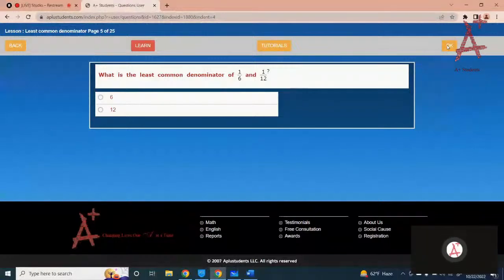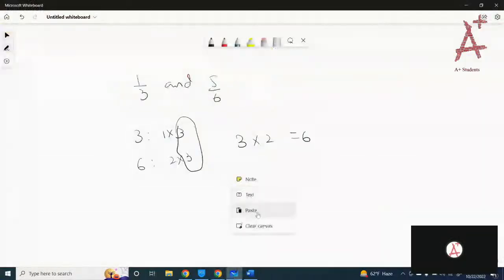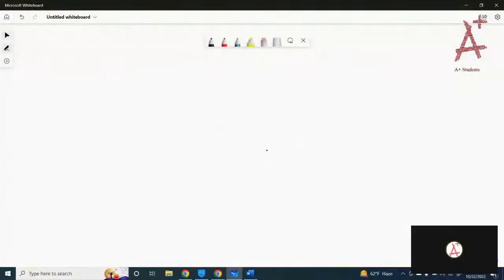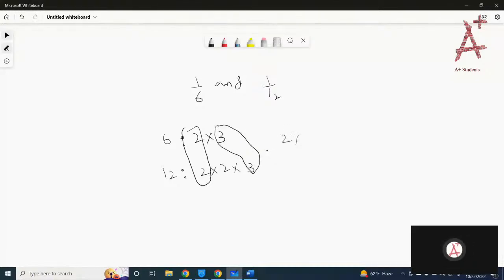Okay, the next one is, what is the least common denominator of 1 by 6 and 1 by 12? Okay, so for 1 by 6 and 1 by 12. For 6 the prime factors are 2 times 3, and for 12 they are 2 times 2 times 3. Got it? So this is a common factor. This is again a common factor. Write them once, and the one that is non-common is 2.